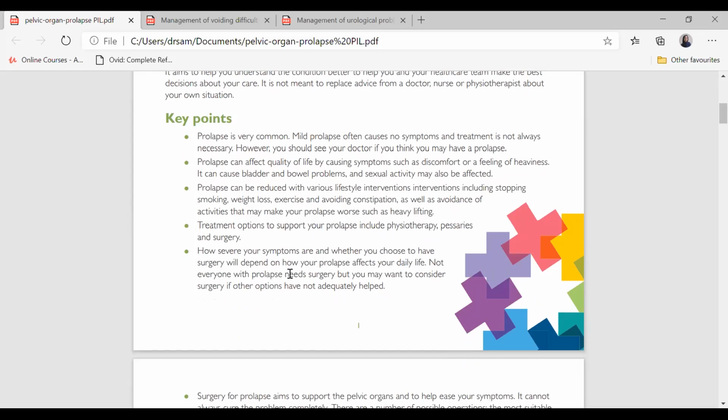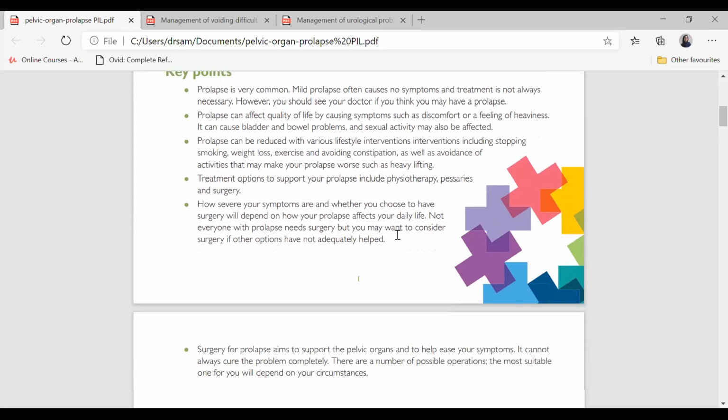Okay, treatment options. Actually, I asked about occupation due to that. Yeah, and she's not having any kind of occupation that involves heavy lifting, actually. Yes. So you said about physiotherapy. Pessaries she already used and she didn't like it. So she actually wanted to know more about the surgical options.